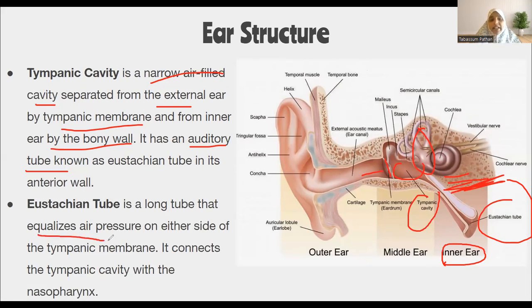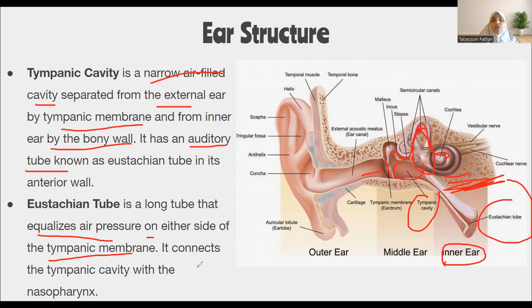By equalizing the air pressure on either side of the tympanic membrane. So the sound waves are traveling from the ossicles to the semicircular canals and further on. Meanwhile, the eustachian tube is maintaining equal air pressure on both sides of the ear, the outer ear and the middle ear, inner ear.